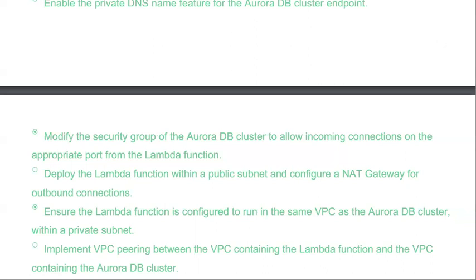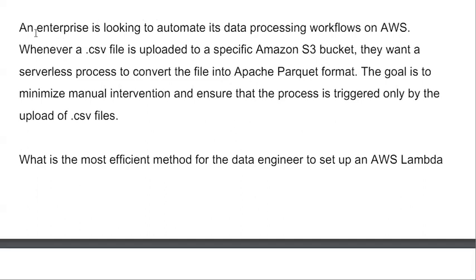Now let's move on to the next question. An enterprise is looking to automate its data processing workloads on AWS. Whenever a .csv file is uploaded to a specific bucket, they want a serverless process to convert that file to Apache Parquet. Their goal is to minimize manual intervention and ensure that the process is triggered only by uploading the .csv file.